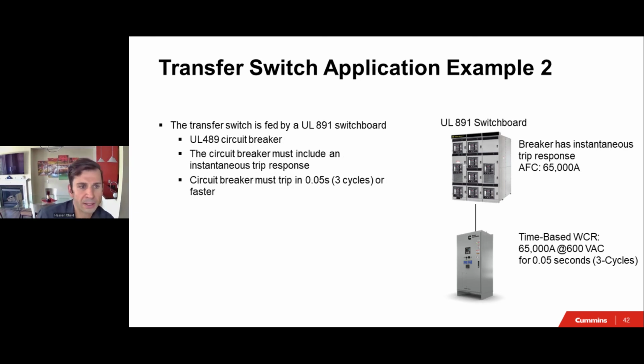In the next example, this transfer switch is energized by a UL891 distribution board, so we really don't need to use the short time response. You can use it, and you can get a transfer switch with that value, but really you won't be using it. UL489 circuit breakers are used. The circuit breakers must include an instantaneous trip response, and they must clear that fault in 0.05 seconds or faster, which is 3 cycles at 60 hertz. And so we coordinate that appropriately.